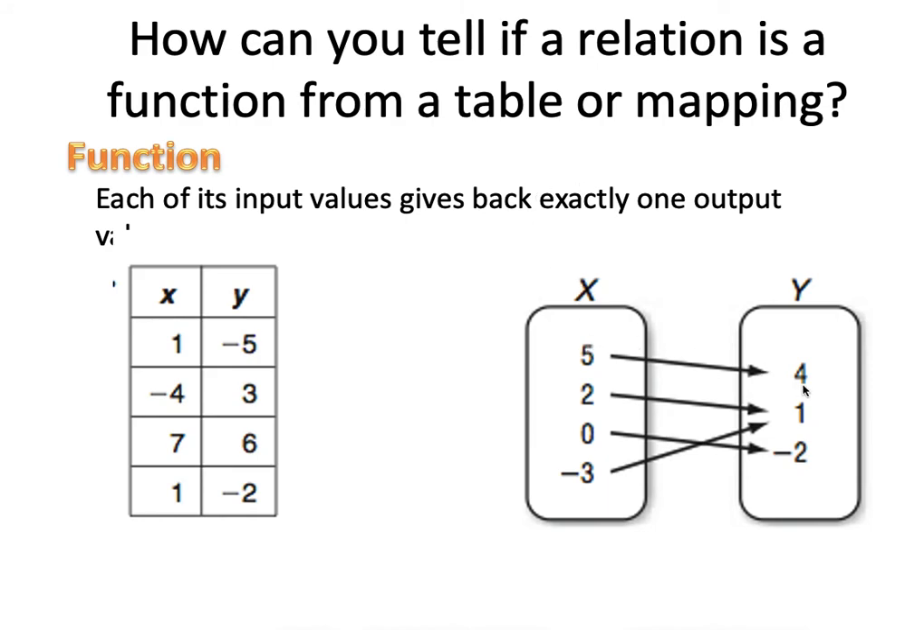5 goes to 4. 5 always goes to 4. 2 always goes to 1. When you touch 0, it always goes to -2. And -3 goes to 1. So that's okay. Each input has exactly one output. And think about our vending machines at our school. When you press the first button, it gives you water. When you press the third button, it gives you water. When you press the fifth button, it gives you water. That's okay. Different inputs can have the same output.